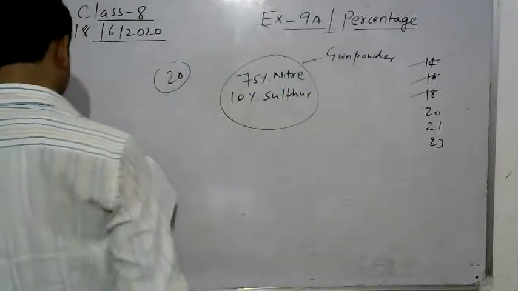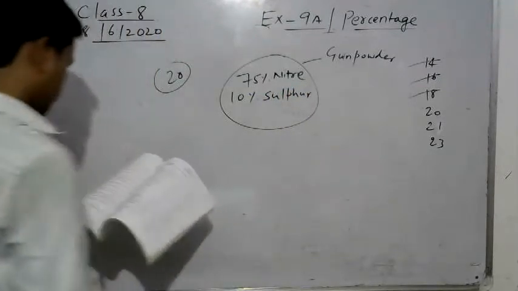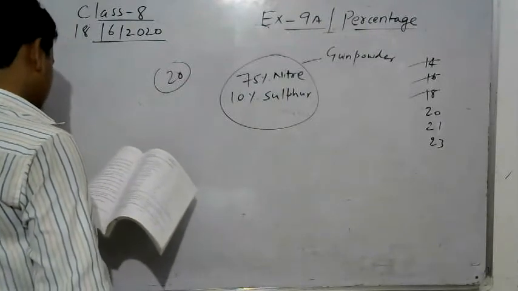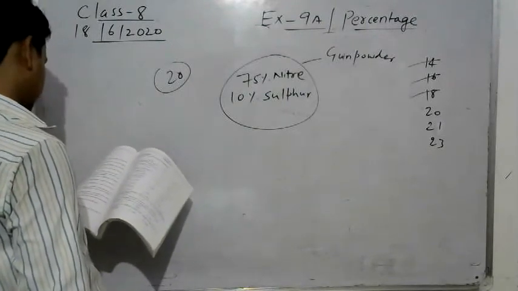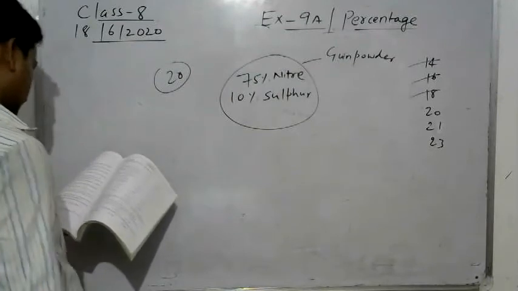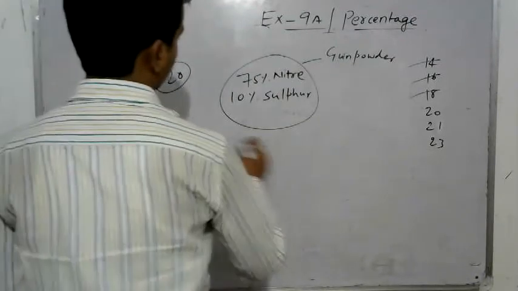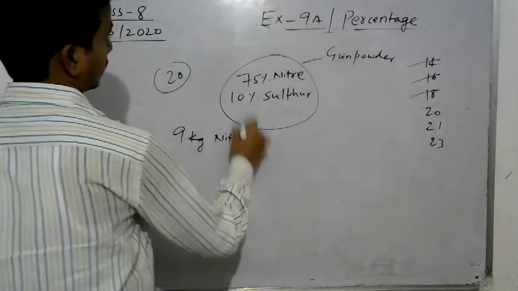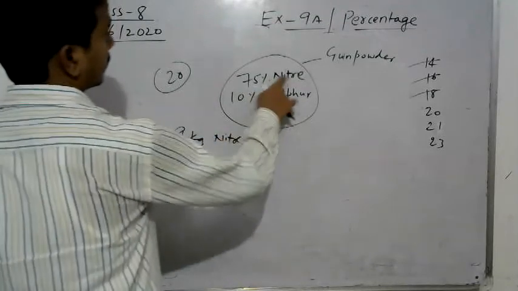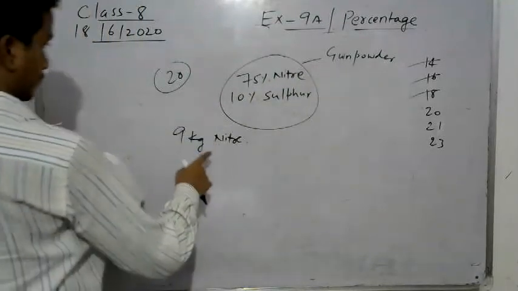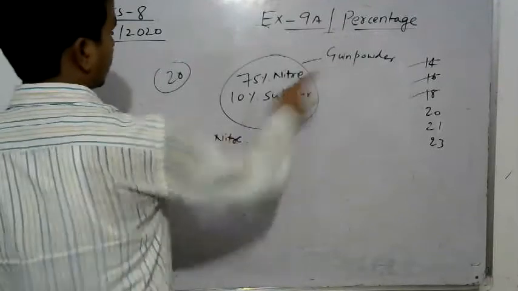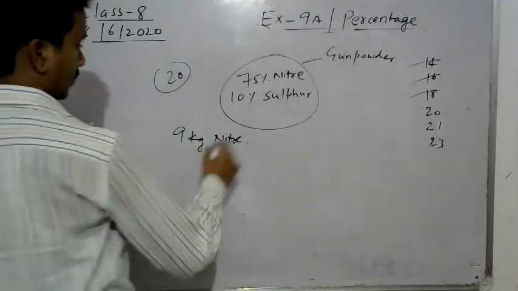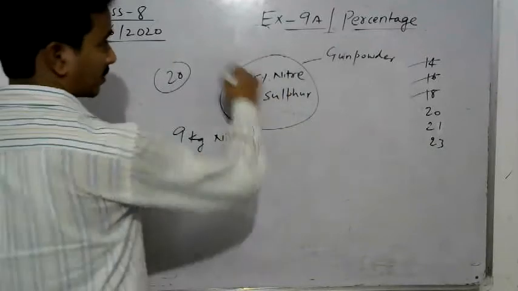Okay. 75% niter and 10%. Find the amount of the gunpowder which carries 9 kg niter. So we have 9 kg niter. If the gunpowder contains 9 kg niter, then what is the amount of gunpowder? Let the amount of gunpowder be X.